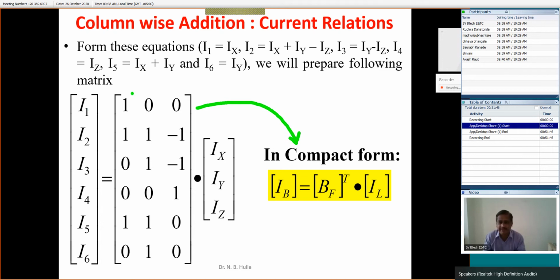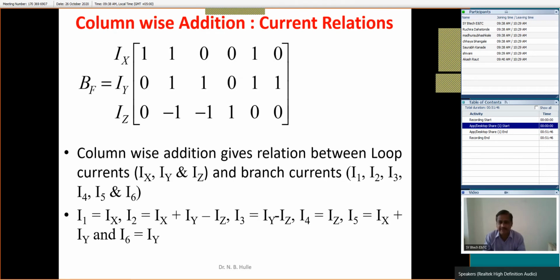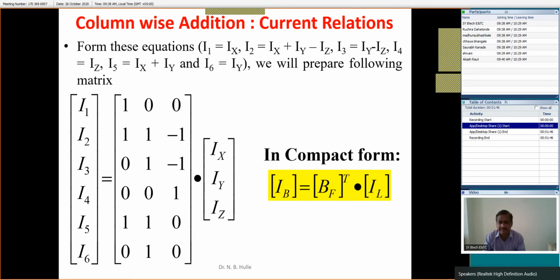This is the transpose of the BF matrix. What is the BF matrix? This BF matrix is nothing but the tie-set matrix. Now look at what the row is in this matrix: 1 1, 0 0, 1 0. And if I come back to this, look at its first column: 1 1, 0 0, 1 0.